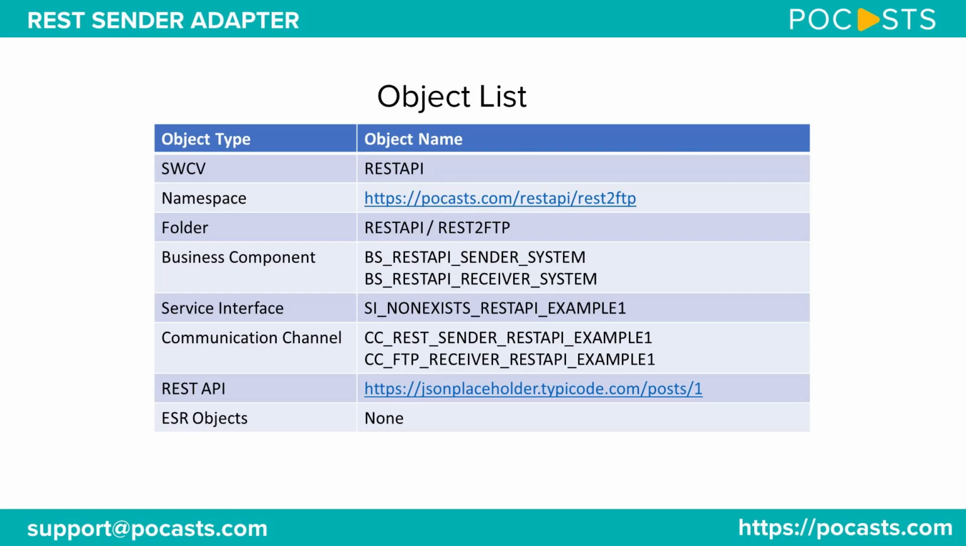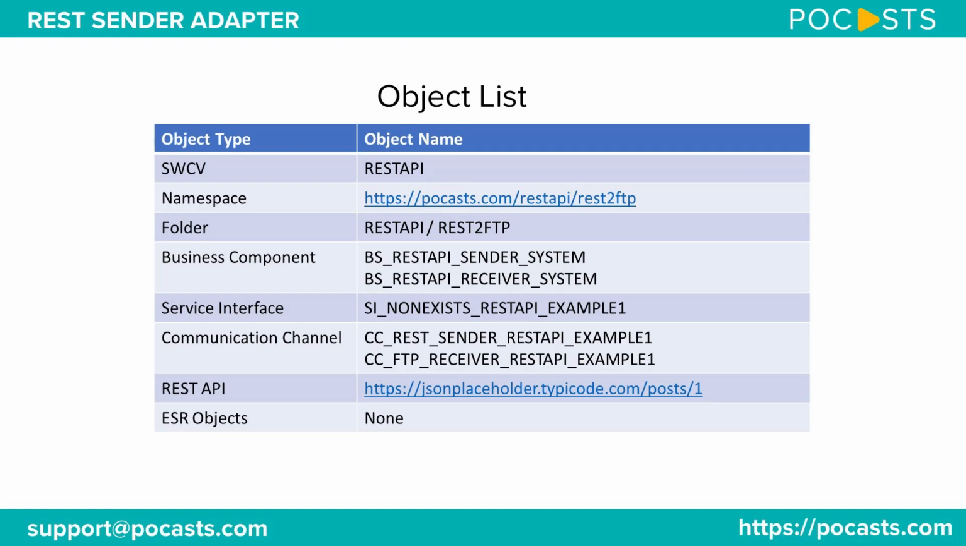Then we'll create a folder in the integration directory, REST API, as a top folder, and then we'll create REST2FTP as a subfolder. In the next section, when we do FTP to REST with a REST receiver, we'll use the same REST API top folder and create a subfolder. The business components we will directly create in the integration directory. We'll use a REST API sender system and a receiver system to represent the sender as a JSON server and the receiver as an FTP server. I'm not mentioning the protocol here. Remember, the business component represents a business or a machine, not the protocol.